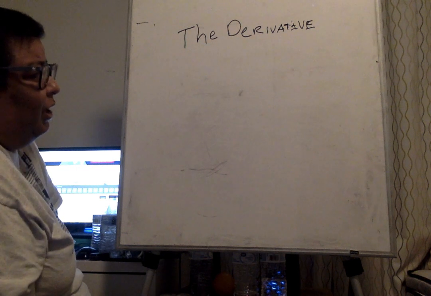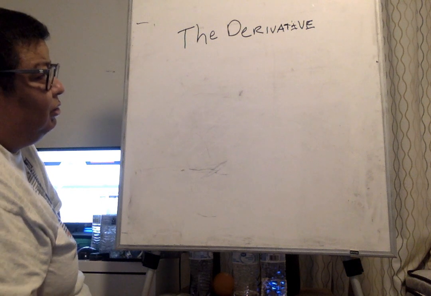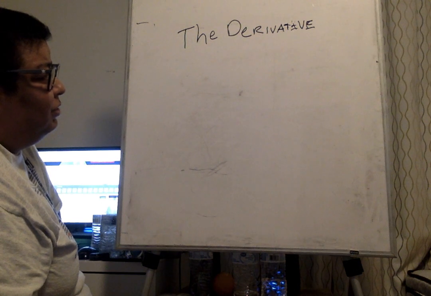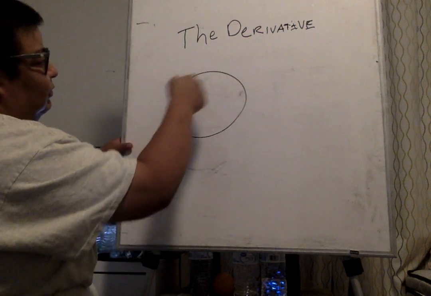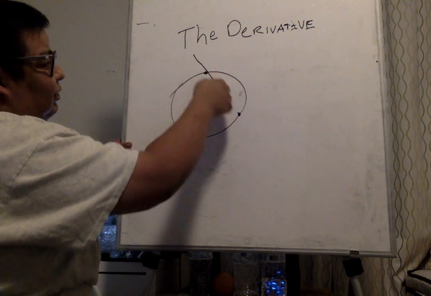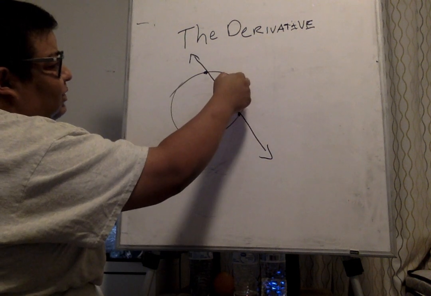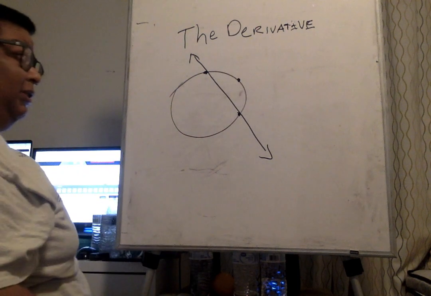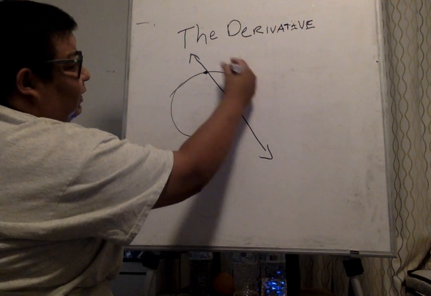And how mathematicians came up with this definition is because let's say we have a circle and we have 2 points here. The secant line looks something like this. But let's say I want to find the slope of the tangent line here.